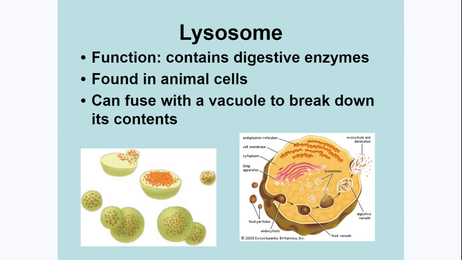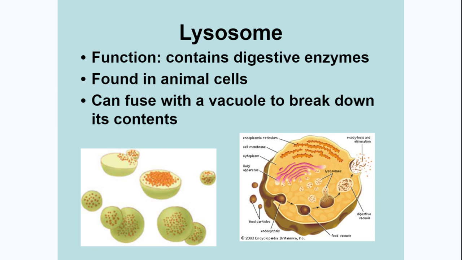Now I want you to put a star next to these because these are found in animal cells only. So far, the plasma membrane was in all cells, cytoplasm, all cells, nucleus, eukaryotes, ribosomes, all cells, endoplasmic, eukaryotes, Golgi, eukaryotes. Lysosomes are animal cells only. So put a star next to that. That's the difference between plant and animal cells. And their job is to break things down in the cell.